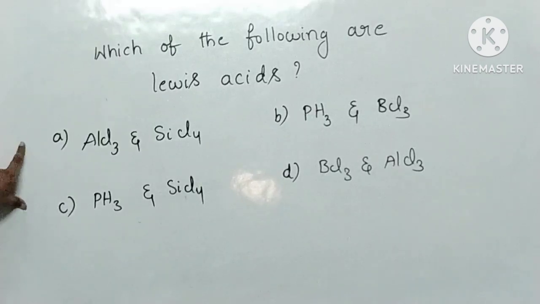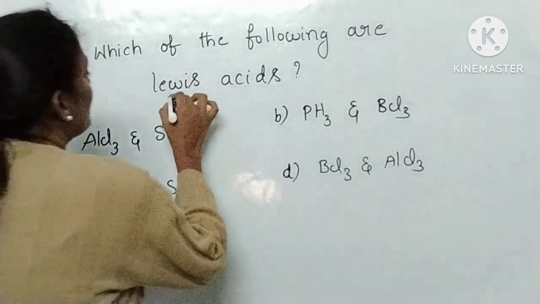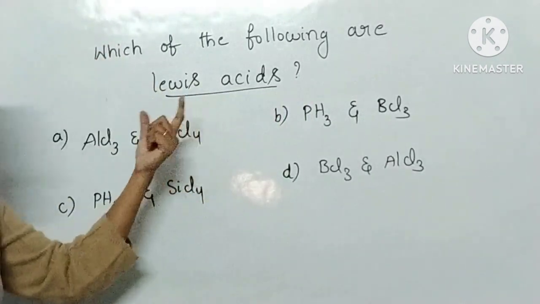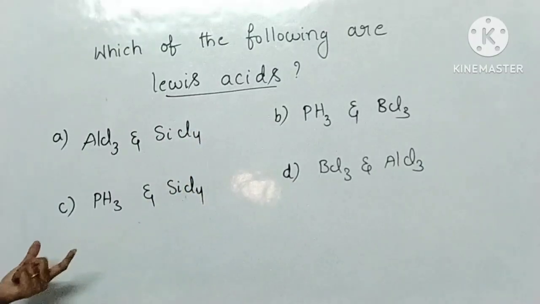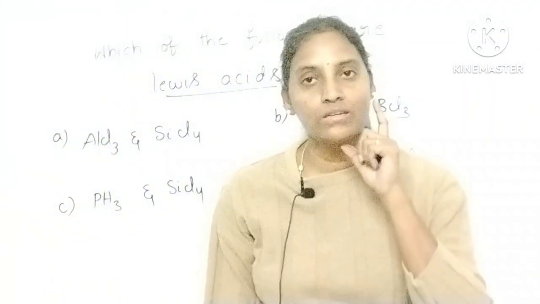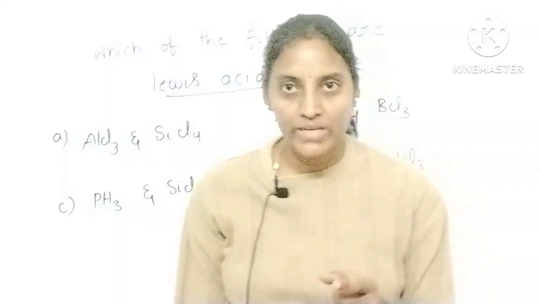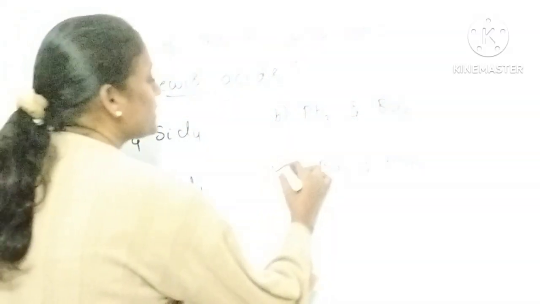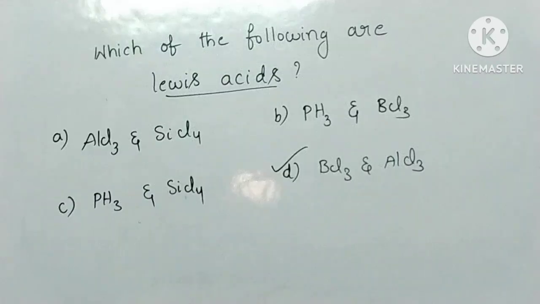Here in this question you need to identify what are Lewis acids. The one which has a vacant orbital is going to act as a Lewis acid. So here BCl3 and AlCl3 come under Lewis acids.